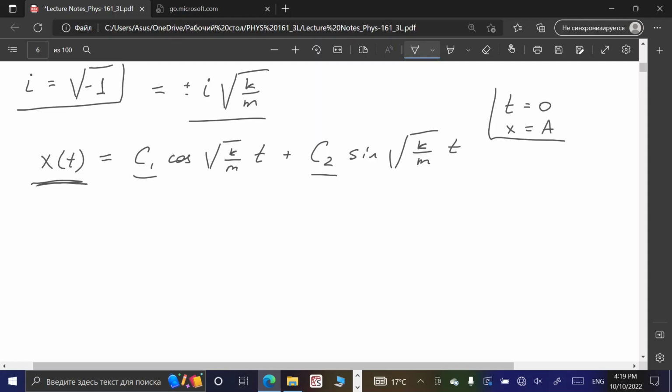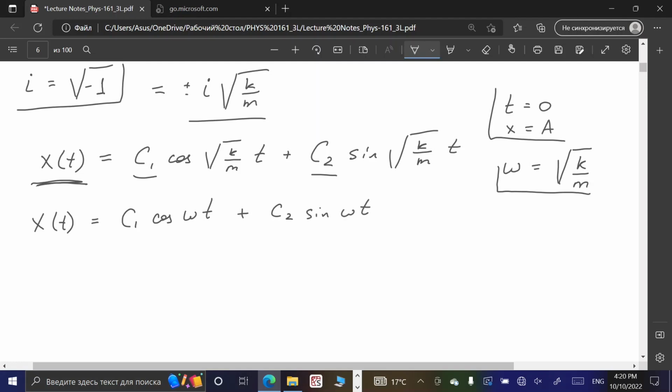Let us substitute this. In the right side of the equation we will have a, that is equal to c1 times cosinus square... Oh, wait a second. Before we apply this boundary condition, we make one more substitution in order to make our equations less bulky. We introduce omega, which is equal to square root of k over m. As you may already guess, omega stands for the angular frequency of this simple harmonic oscillation. So we can rewrite this equation: x as a function of time will be c1 times cosinus omega t plus c2 times sinus omega t.